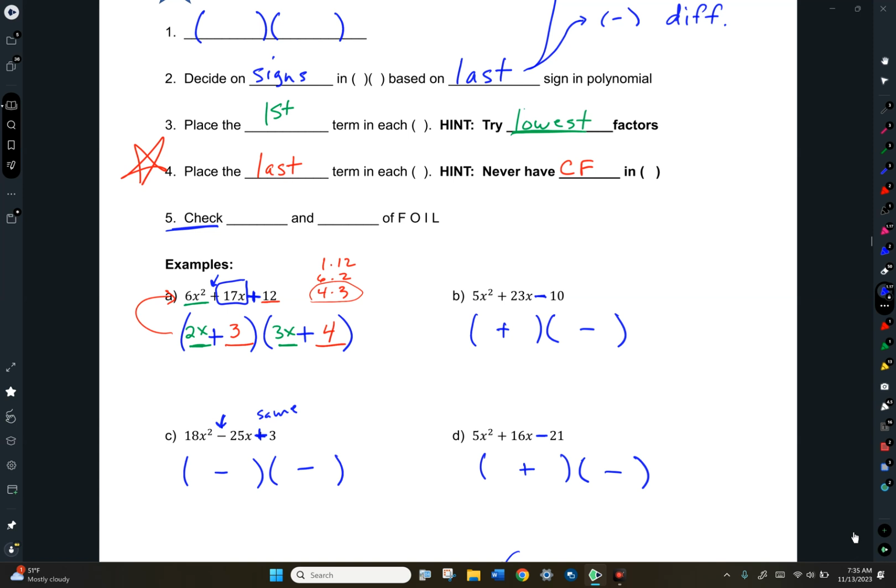So when you check, all you have to do is check the O, the outer, and the I, the inner of the FOIL. And the outer and inner is this and this. And you have to make sure when you add your outer and inner, does it give you that middle term of 17? So the outer is 8x and the inner is 9x. Does that equal that middle term of 17?